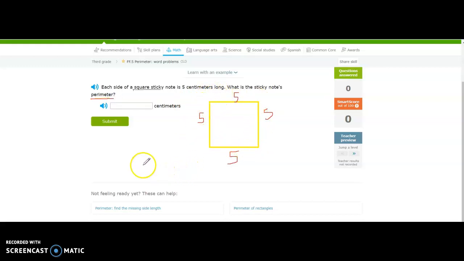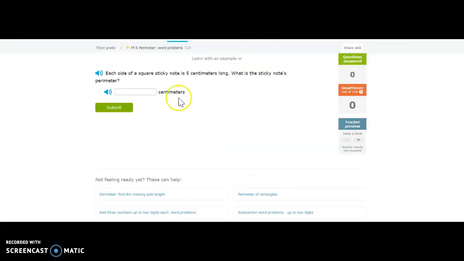So that's going to be 5 plus 5 plus 5 plus 5. And you guys know that 5 plus 5 plus 5 plus 5 is the same thing as 5 times 4. And you know your math facts. So 5 times 4 is equal to 20. So the perimeter of this shape is going to be 20 centimeters. So let me go back to the IXL lesson. It's 20 centimeters. You're going to have to draw this on a piece of paper. Please don't try to do it in your head. It gets harder.